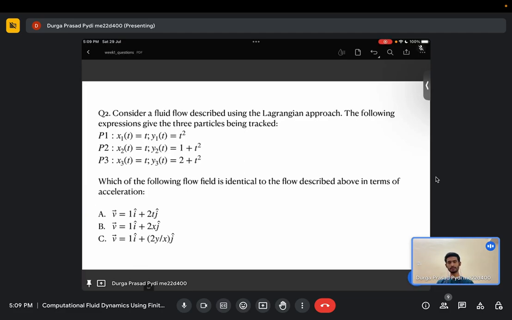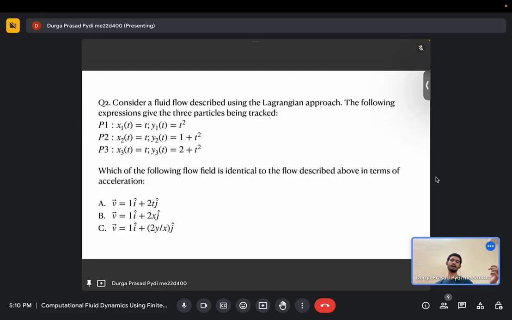So let's go to question number 2. I hope 1 is clear. For the second question, we are discussing 2 different kinds of approaches to describe a fluid particle. One is the Lagrangian approach, the other is the Eulerian approach. The fundamental difference is that in the Lagrangian approach, you consider each particle and try to track it continuously across its entire path. But in the Eulerian approach, you fix your domain, give a flow field, and then see that whenever a particle comes into it, it follows the flow field dictated by it.